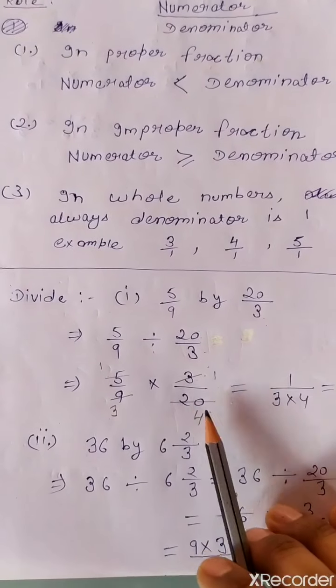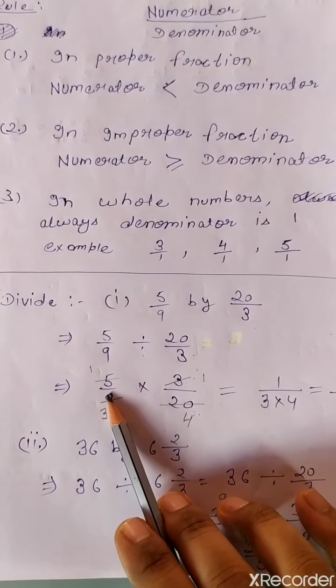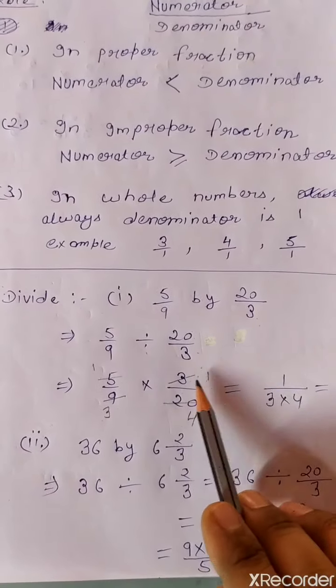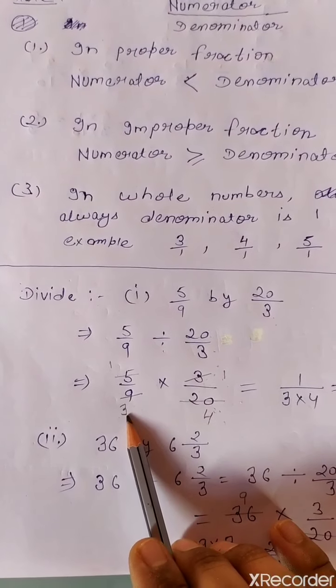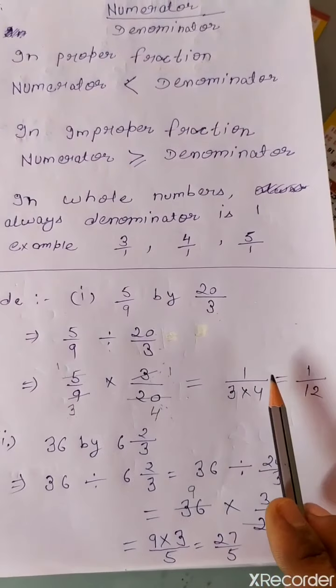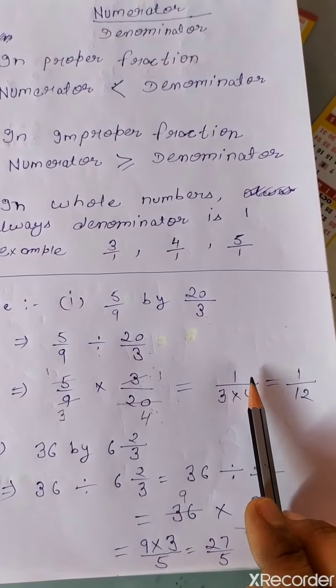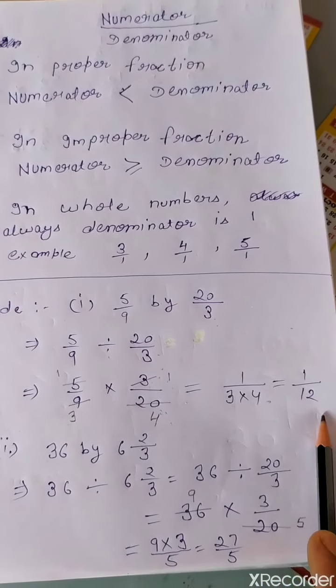Then this 5 divides with this 20, 20 divided by 5, so 5 into 1, 5 into 4. Now this 3 is numerator, 9 is denominator. Then 3 times this 9 will cut. So the answer will be 1 by 3 into 4, that is 1 by 12.